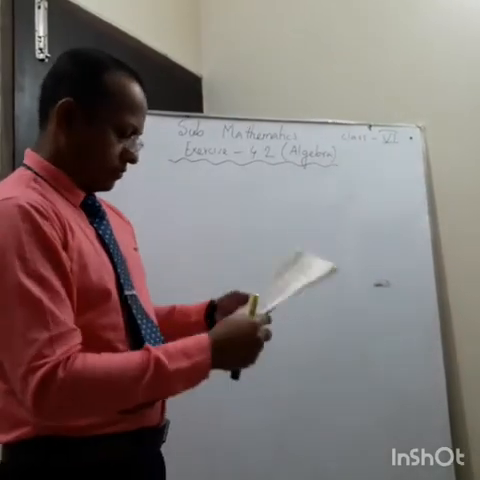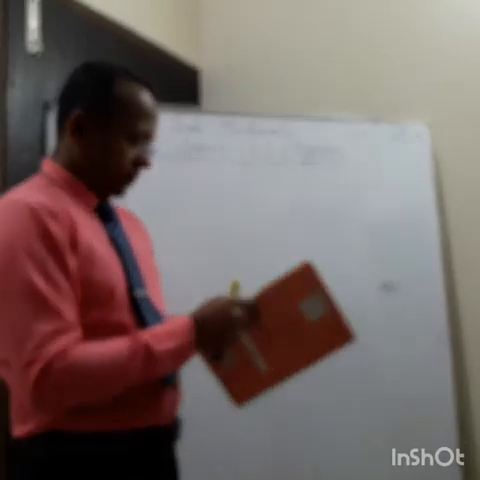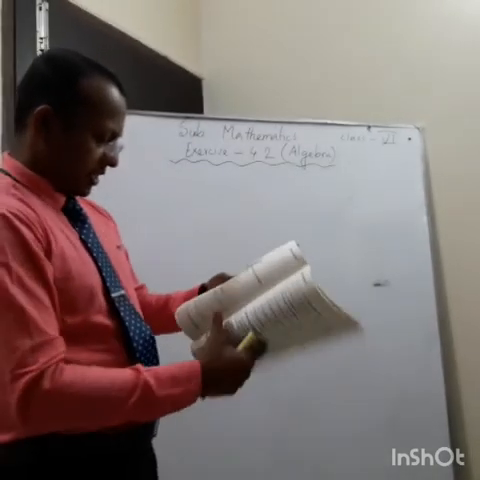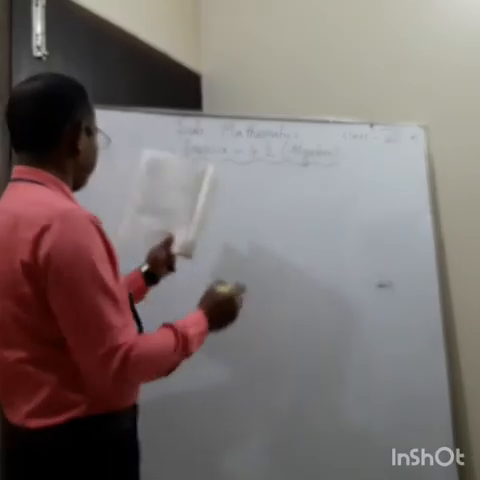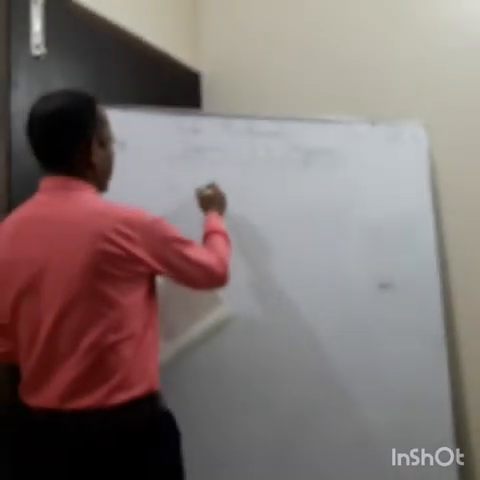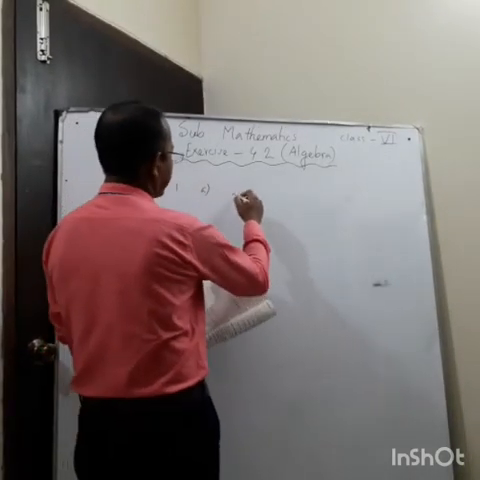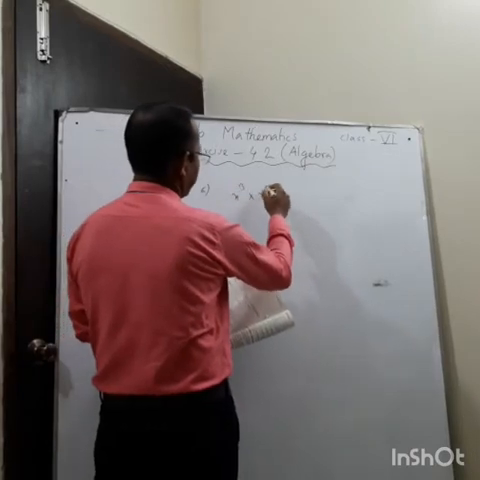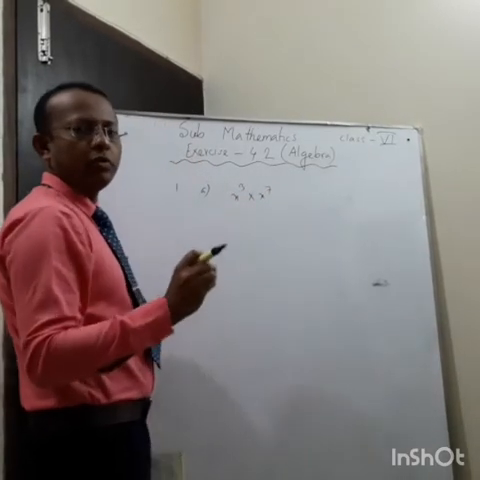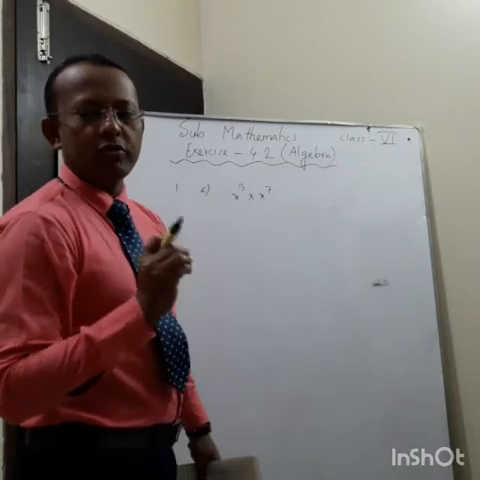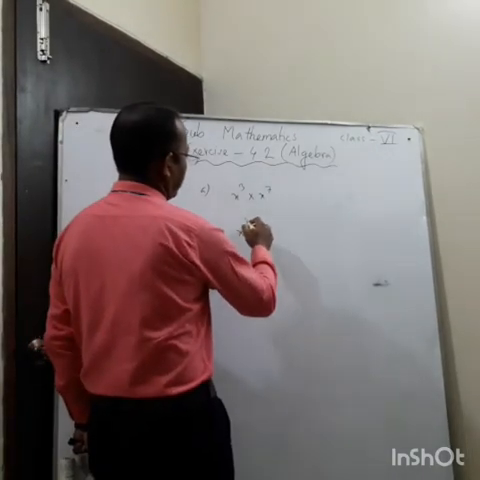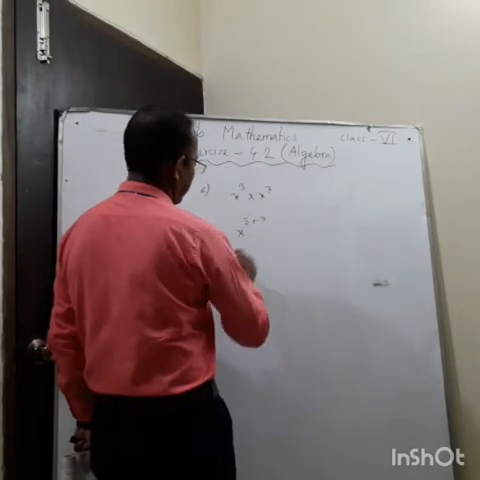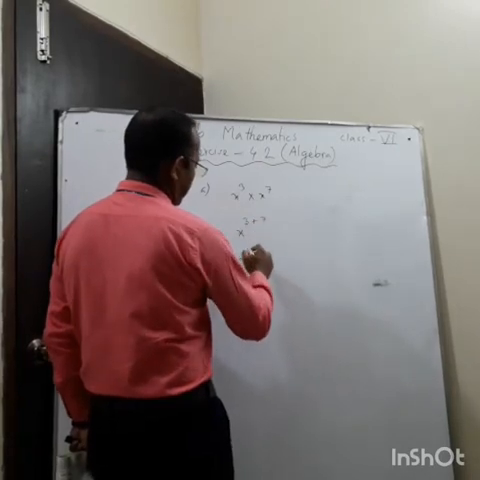Now, in chapter 4.2, simplification, the first one, number 1, a, this is x cube into x to the power 7. Since we know the multiplication rule of indices, we can write x to the power 3 plus 7, that is x to the power 10.